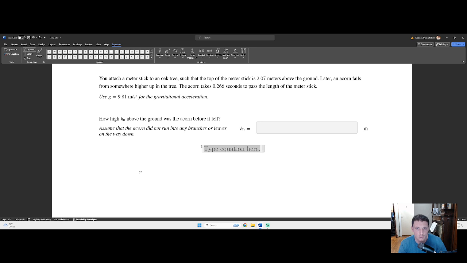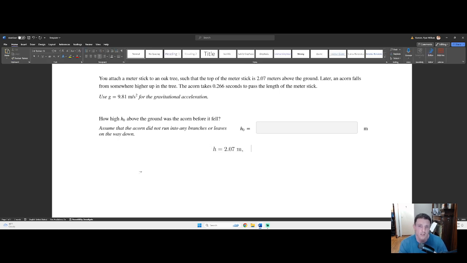Okay, so we have to be a little careful here. We're given lots of things, lots of lengths and stuff, right? So let's see. Let's call the height of the top of the meter stick just h with no subscript. For me, it's going to be 2.07 meters. Let's call this time interval delta t. This is 0.266 seconds.